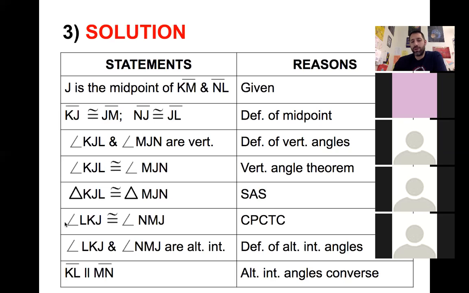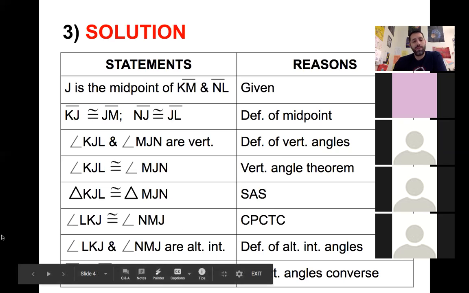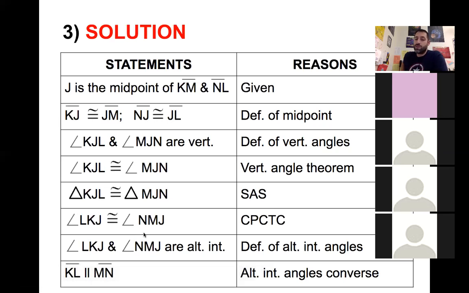Once we know the triangles are congruent, we can talk about those two angles being congruent. Angle LKJ and angle NMJ are congruent by CPCTC. Once we know those angles are congruent, we can identify them as alternate interior angles. All right, they're alternate interior angles. And once we've proven that alternate interior angles are congruent, that is enough information to say that the two lines are parallel. KL is parallel to MN because there are congruent alternate interior angles.